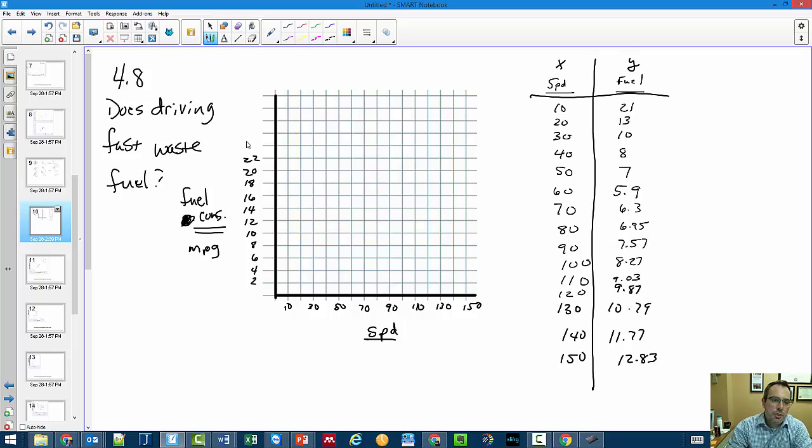And the next thing I need to do is plan this out. So I counted by tens down here and by twos going this way so I could fit on there. But a scatter plot's really easy to build. So here's 10, 21, and then 20, 13, and 30, 10. And I'm just going to take a moment to fill all of these points in. And then I'll pause that while I'm doing that.